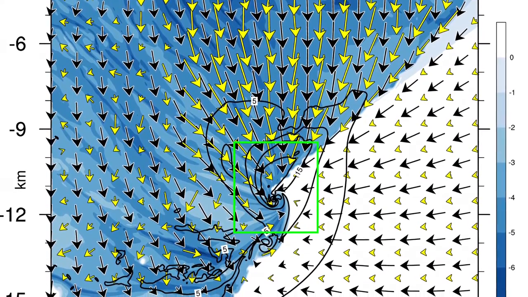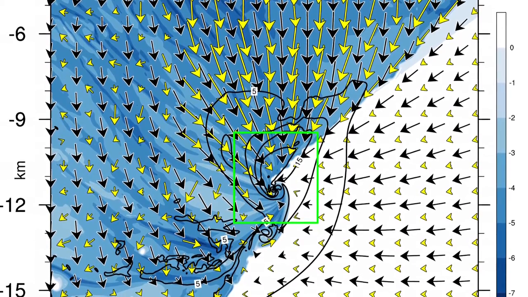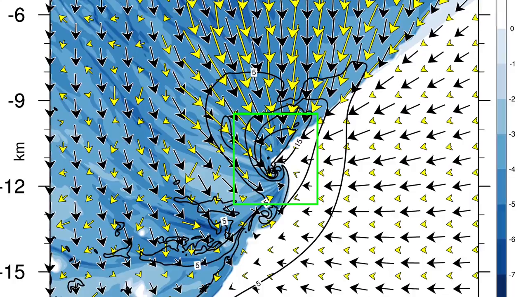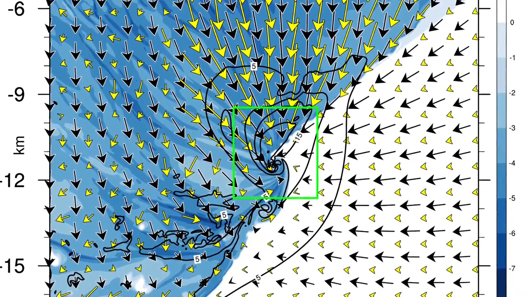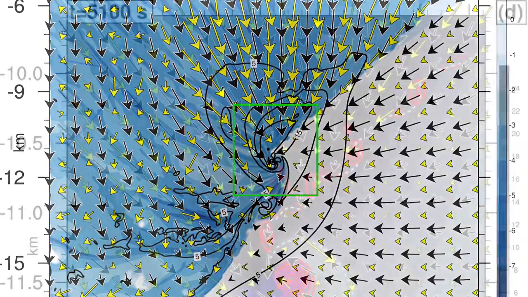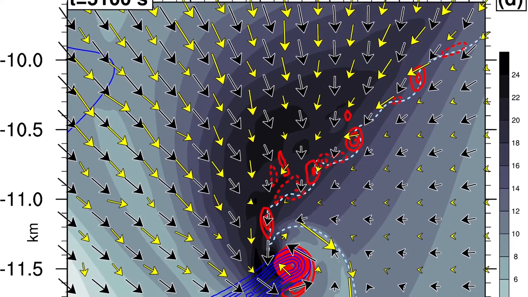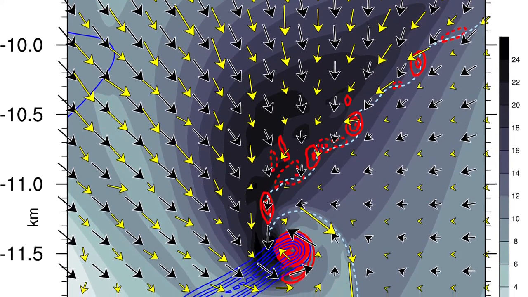This is the forward flank of the storm. This is the rear flank downdraft boundary. This inset area I'll show in, this is the updraft. But notice though, these vectors are pointed in the same direction. That's streamwise vorticity. It's really amazing how it is almost everywhere streamwise, and this is near the ground. So this is focused in on this region.